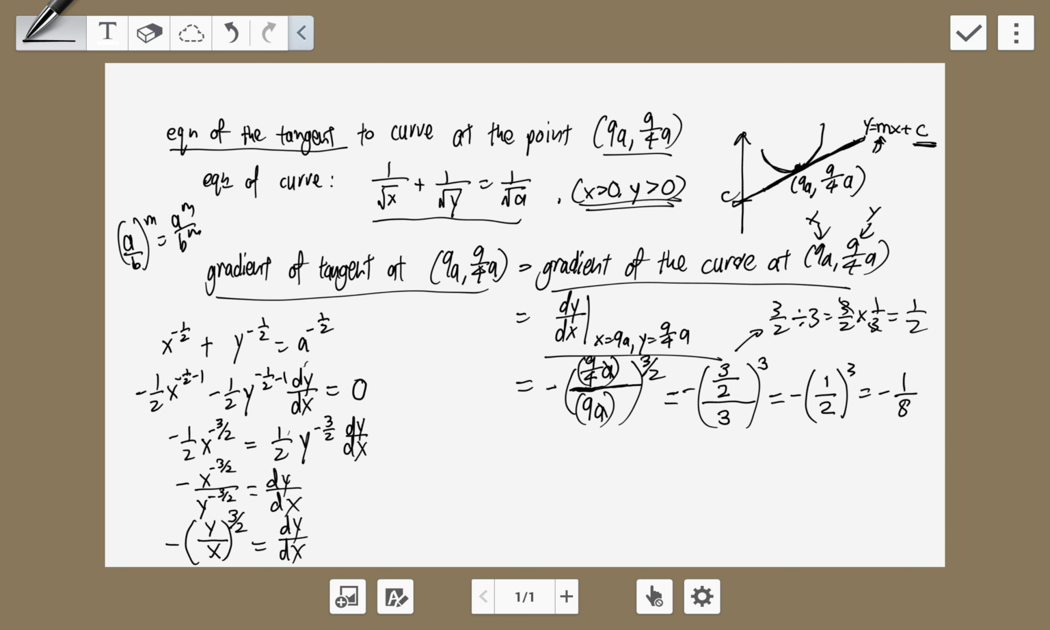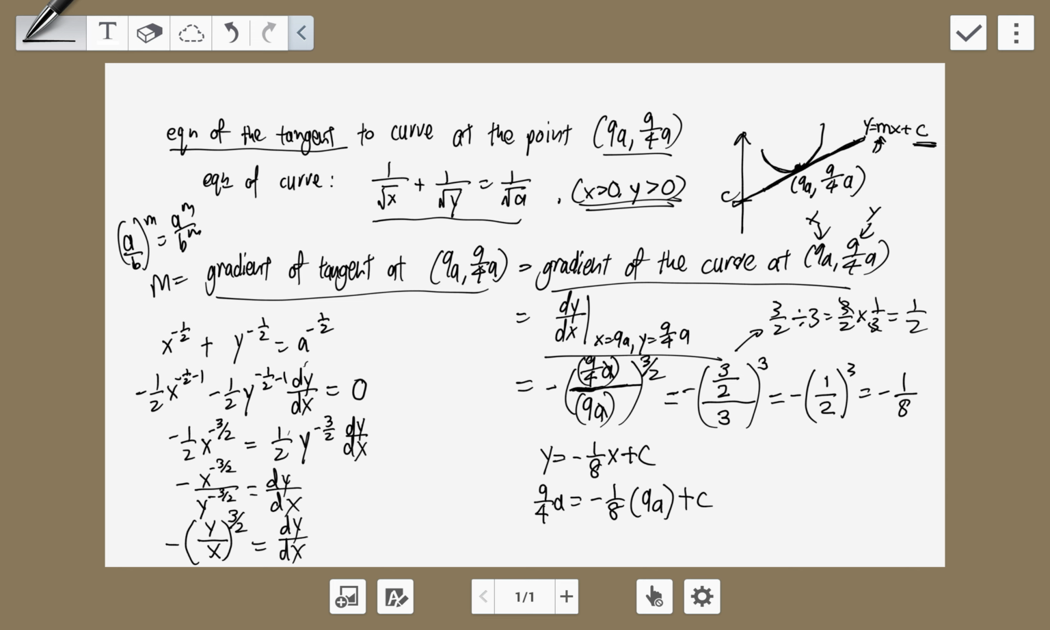Since this is minus 1 over 8, I know that the gradient of the tangent at this point is minus 1 over 8. That means my m is minus 1 over 8. So y equals minus 1 over 8 x plus c. But since we are given that when x equals 9a, y equals 9 over 4a, we can substitute into this equation to find what our c is. So y equals 9 over 4a when x equals 9a.